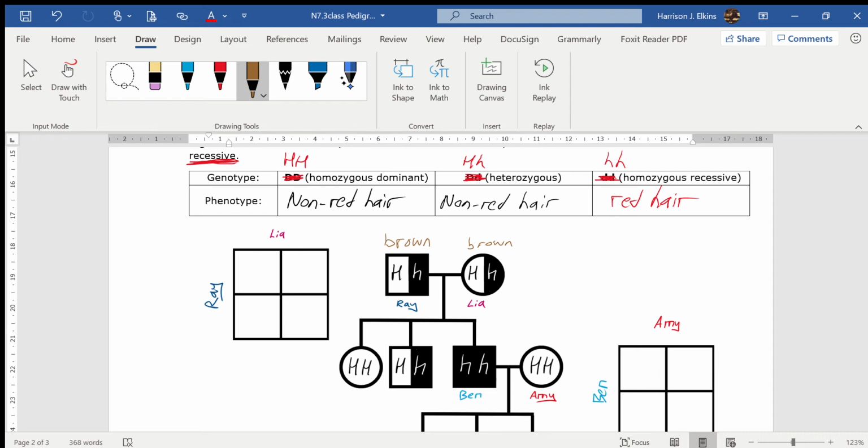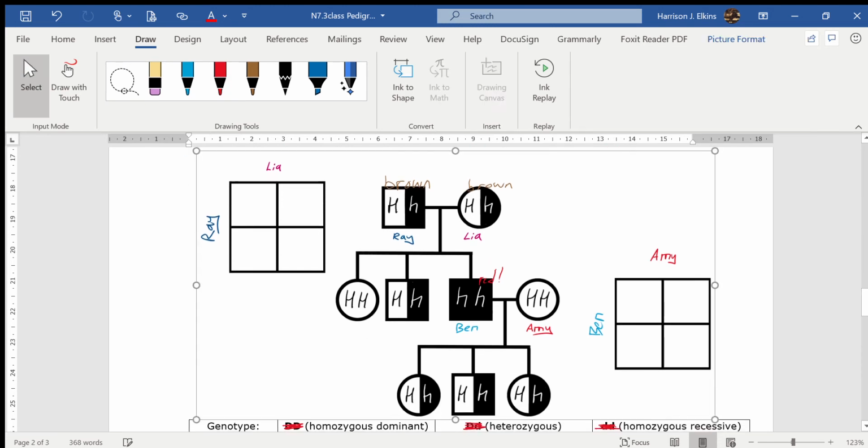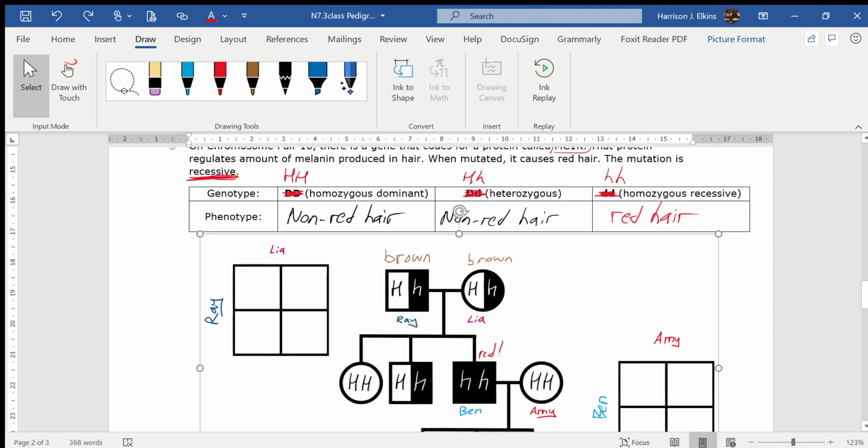Now, here's the weird thing, because Ray and Leah don't have red hair, but they have one son who does have red hair. That's Ben. So Ben has red hair. What? Well, how did he get red hair? And here's the weird thing. Even though Ben has red hair, he can't pass it on to any of his kids.